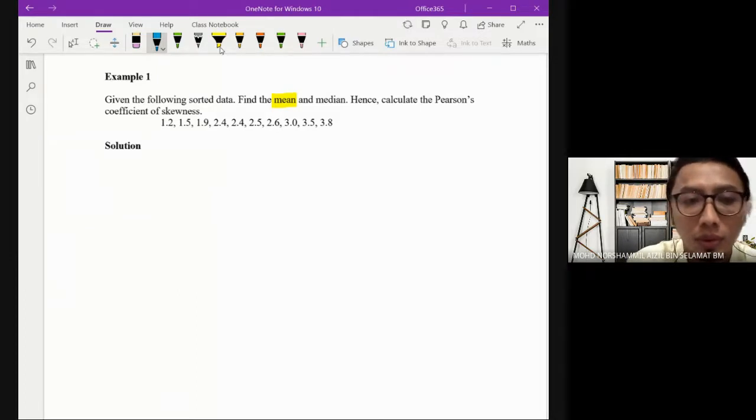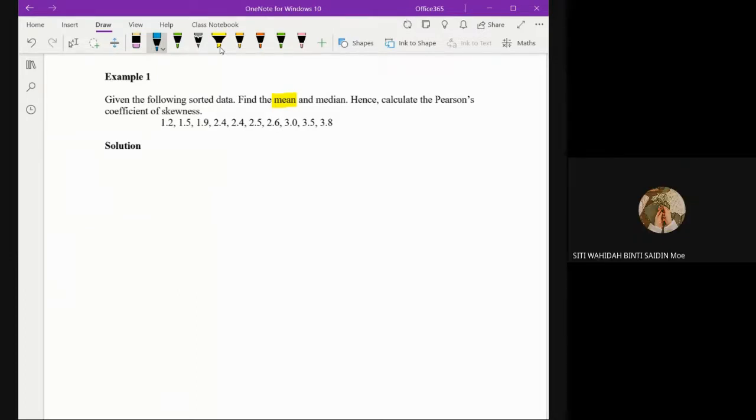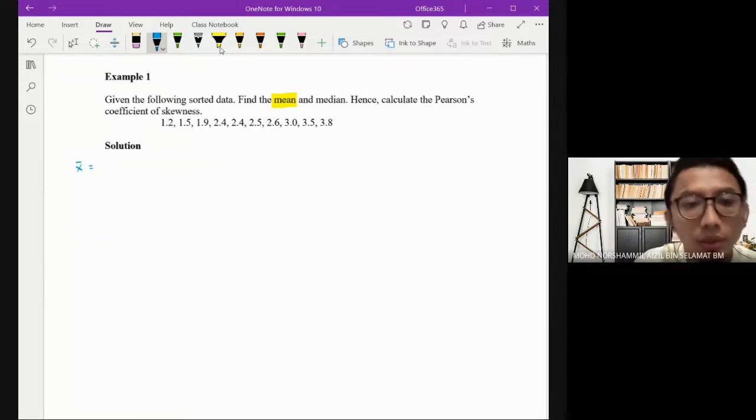Mean nilai total nilai X bahagi dengan... So mean notation is X bar, betul? X bar. So we want sum total, sum of X divided by? Sum of N. Sum of data, total data lah. Right, total number of data. Okay, so sum of X, what do you get? Sum of X. Total up, please total up for me.